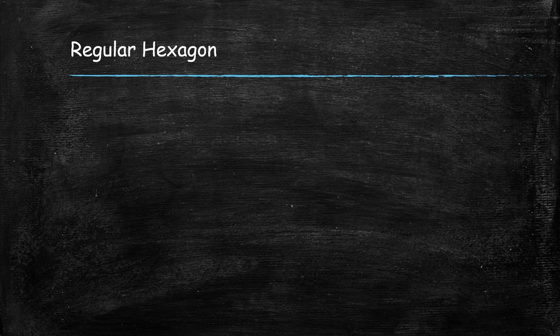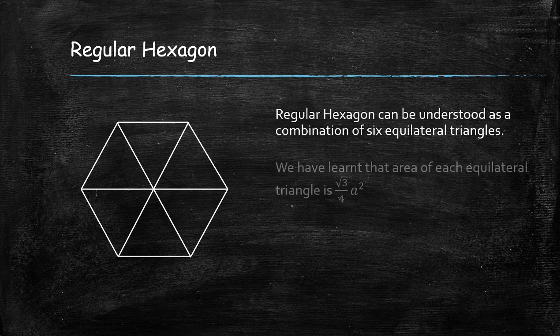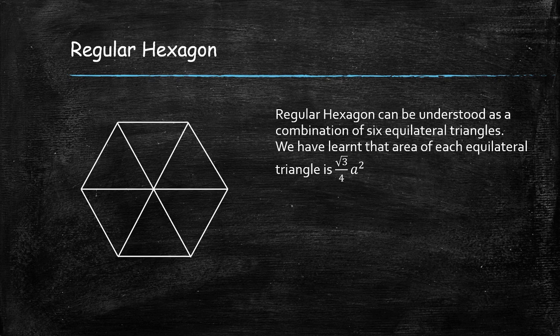A regular hexagon. So, regular hexagon, all the sides are equal. When we draw the three diagonals, dividing the hexagon into six equilateral triangles, we can find the area of each equilateral triangle. As we know, the area of each equilateral triangle is root 3 by 4 a square. You can check out my previous video on area of triangles where I have explained in detail the area of an equilateral triangle.